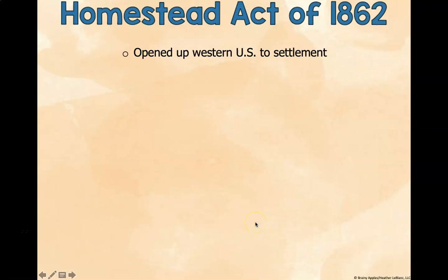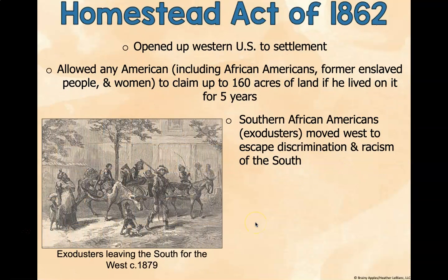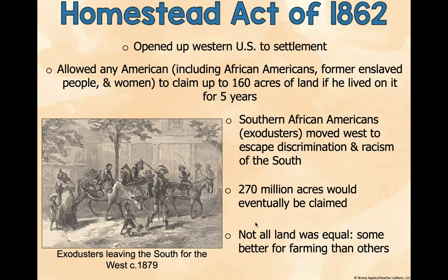Okay? Now we also get to the Homestead Act of 1862. This opened up Western settlement to the United States. It allowed any American, including African Americans, formerly enslaved people, and women, to claim up to 160 acres of land if he or she lived on it for 5 years. So what happened? Southern African Americans, nicknamed exodusters, moved west to escape the discrimination and racism of the South. 270 million acres would eventually be claimed.